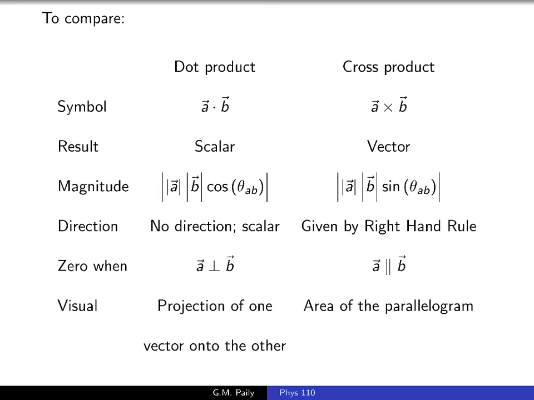The visual representation of the dot product is the projection of one vector onto the other. The visual representation of the cross product is the area of the parallelogram whose sides are given by the two vectors. That's the end of this video.